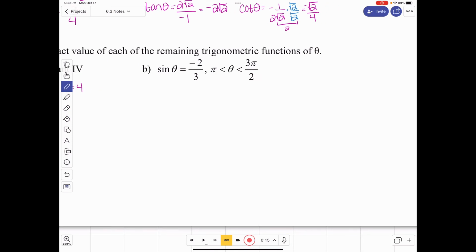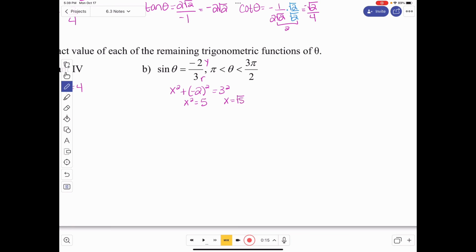All right, on this one we have sine. So here's y and r. So I'm going to need to find x. So I have x squared plus negative 2 squared equals 3 squared. So be careful with that negative. Make sure you put parentheses around it. So if I do 3 squared minus negative 2 squared, I'll get x squared equals 5. And if I take the square root of that, I'm just going to write that as a square root of 5. We're not going to use a decimal for that.